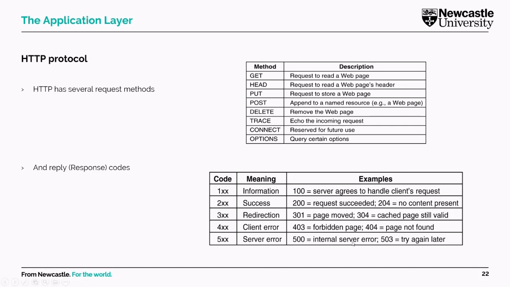Lastly, if a server blows up and it's not able to fulfill your request, it will typically return an internal server error or a try again later. And this can be when the server is down or when you ask the server to do something that it doesn't know how to do.